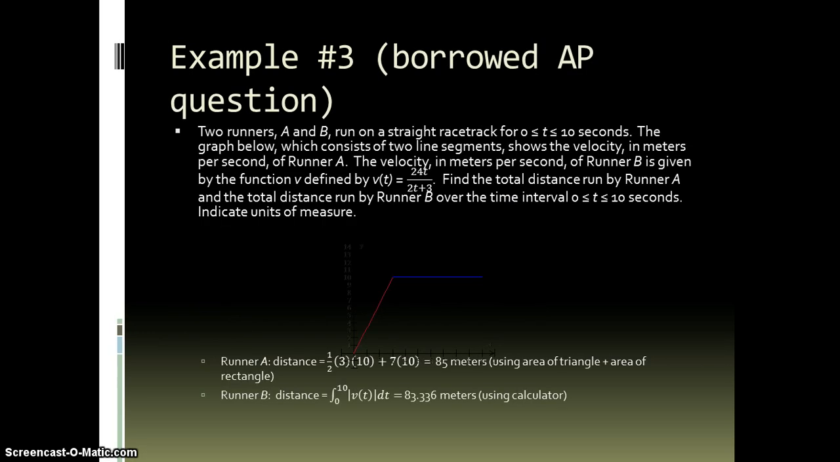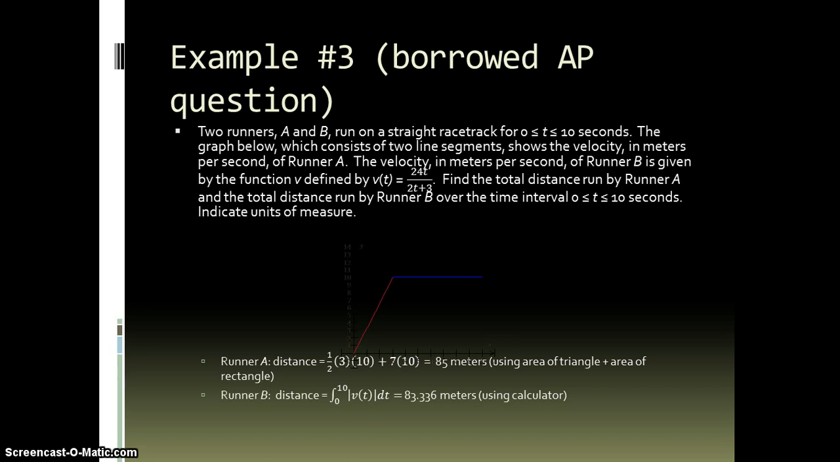Example 3 is a borrowed AP question. It says, two runners, A and B, run on a straight track from 0 to 10 seconds. The graph below, which consists of 2 line segments, shows the velocity in meters per second of runner A. The velocity in meters per second of runner B is given by the function v of t is equal to 24t over 2t plus 3. Find the total distance run by runner A and the total distance run by runner B over the time interval 0 to 10 seconds. Indicate units of measure.